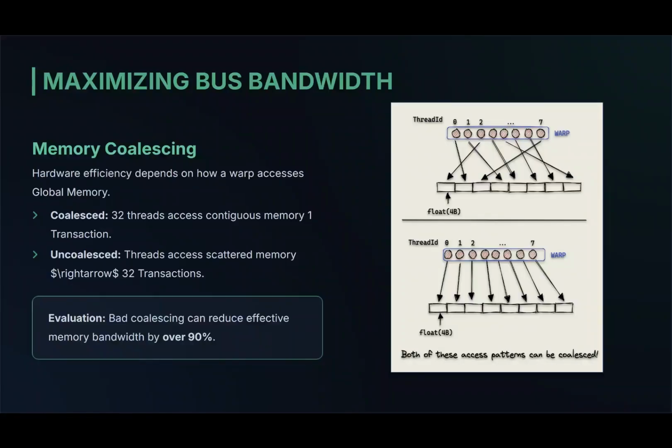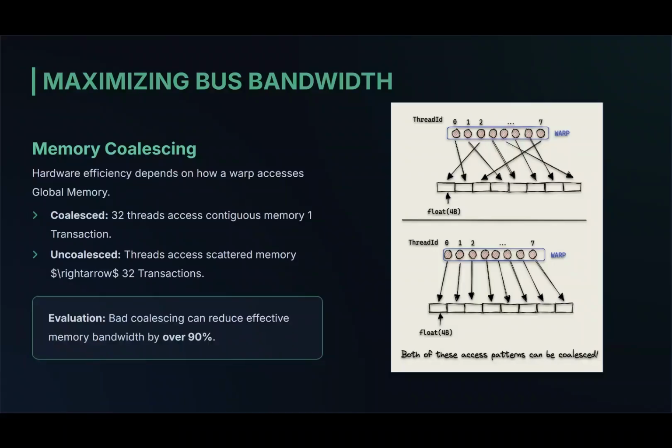One of the biggest performance killers in CUDA is uncoalesced memory access. And this diagram on the right shows exactly why. Look at the top warp. Every thread is jumping to a completely different memory address. The hardware can't batch those requests, so it fires 32 separate memory transactions, one per thread. You're wasting almost the entire memory bus.